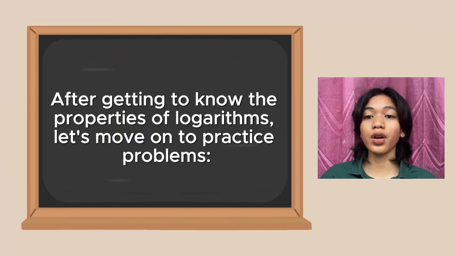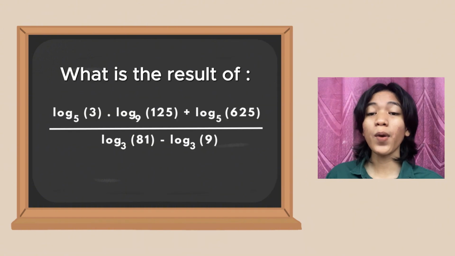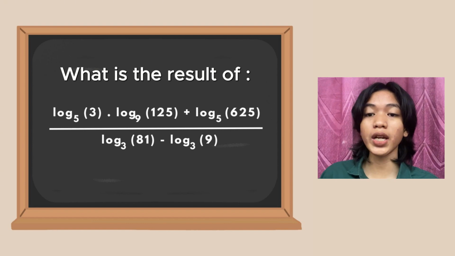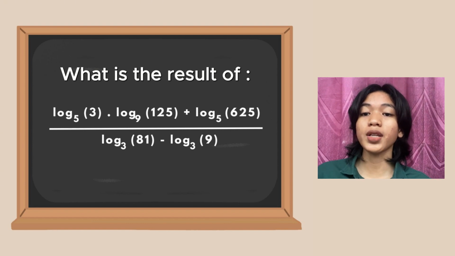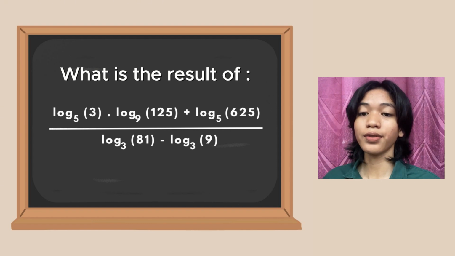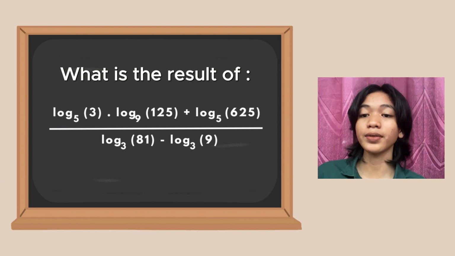After getting to know the properties of logarithms, let's move on to practice problems. What is the result of log base 5 of 3 times log base 9 of 125 plus log base 5 of 625 divided by log base 3 of 81 minus log base 3 of 9?